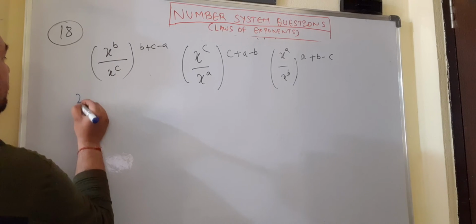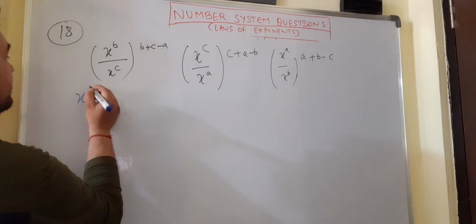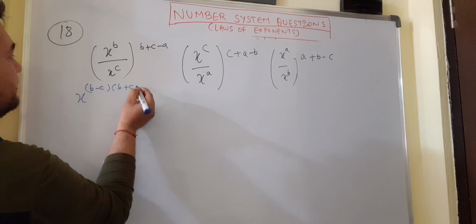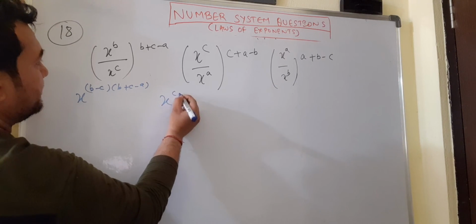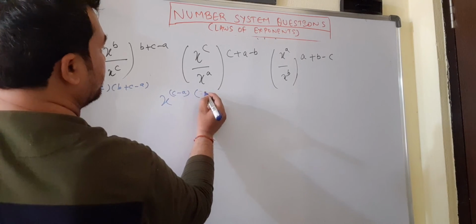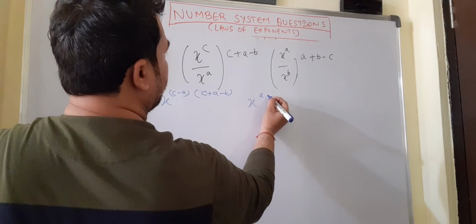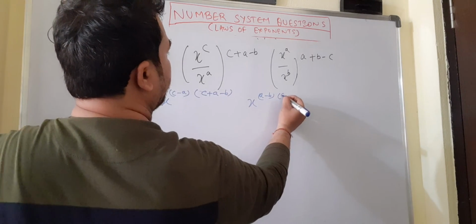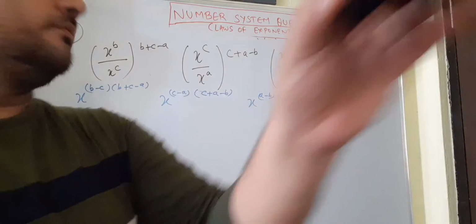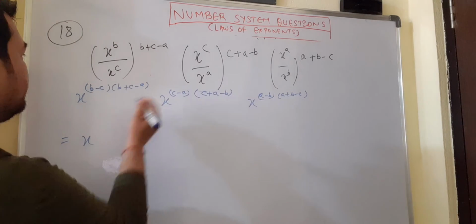See, x to the power b and power c, so it will be power b minus c, and it is b plus c minus a. Again x to the power c minus a, from here, and c plus a minus b. Again x to the power a minus b and a plus b minus c. Is it? This will give you x. Together you can add it.